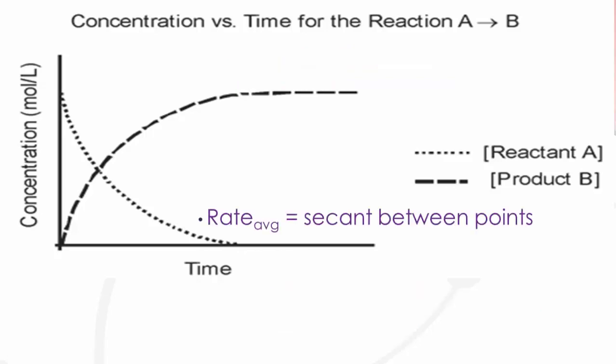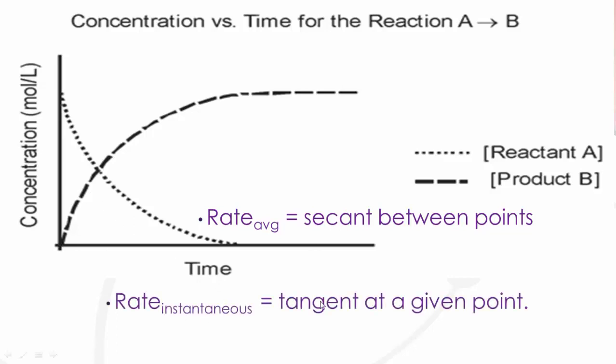Now if we wanted to measure the rate, we could measure it directly off of this graph. The average rate would just be the slope between 2 points. The instantaneous rate is the tangent of this curve at any time.